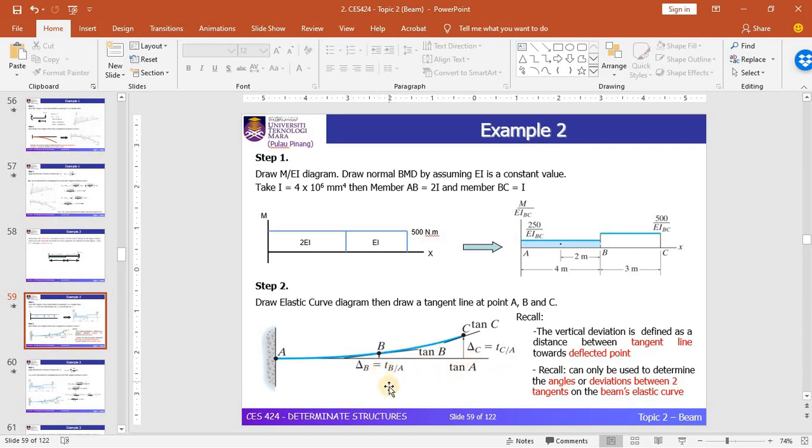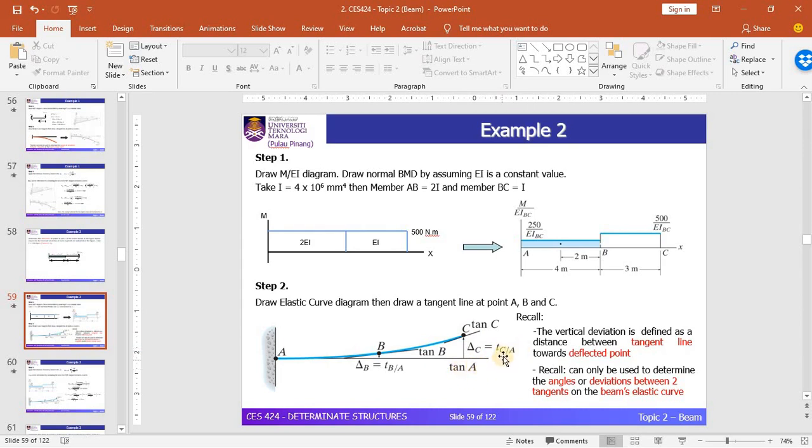Basically the vertical deviation refers to the tangent line towards the deflected point. So TBA can be drawn by drawing a line from tangent line A to point B, and we name this TBA. Meanwhile for TCA, you can draw one vertical line from the tangent line, in this case tangent line A, towards the deflected point. The deflected point is point C, so this vertical deviation we name TCA.